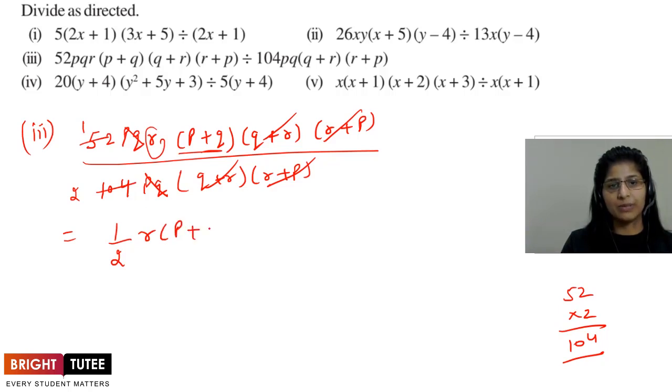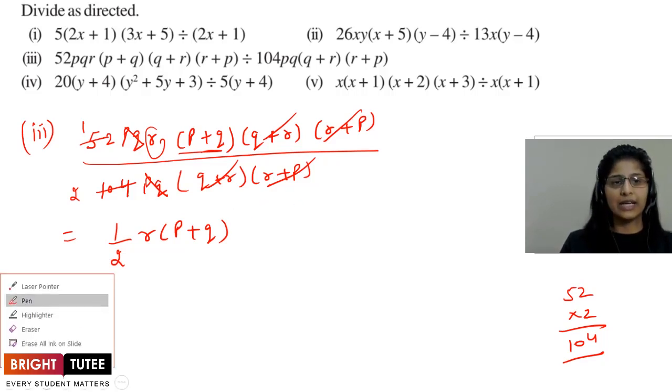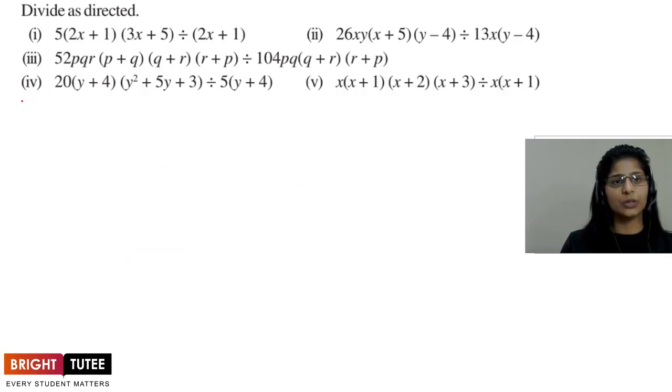So we get 1 upon 2 and r into (p plus q). r into (p plus q). This is our answer, right? Because this is the only thing that we are left with. All the other things are getting cancelled. Clear? Moving ahead.